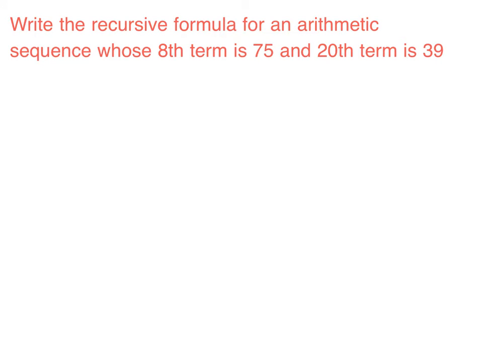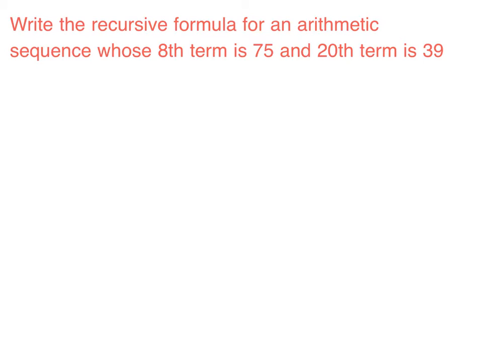So let's take a look at this example. I'm going to be asked to write the recursive formula for an arithmetic sequence whose 8th term is 75 and whose 20th term is 39. Now, looking at this, I don't know what the common difference is, I don't have a list of numbers, and I don't know what the first term is. So I'm going to have to do a little bit of algebra to figure out the information that I need.